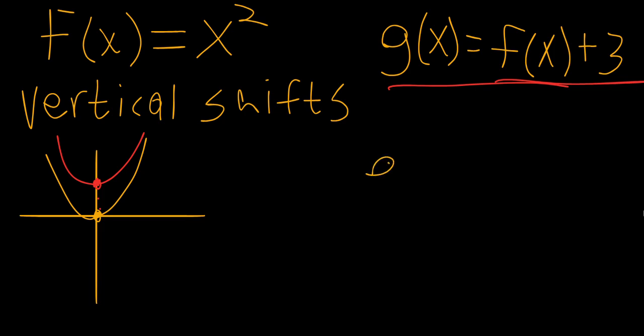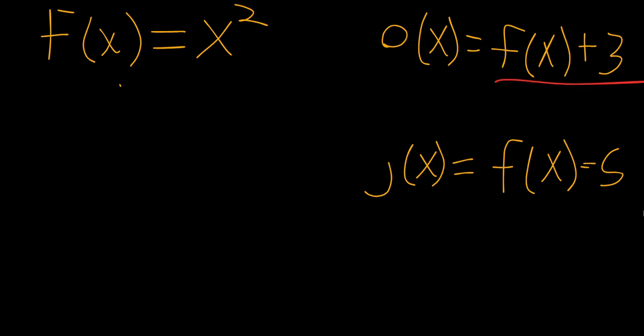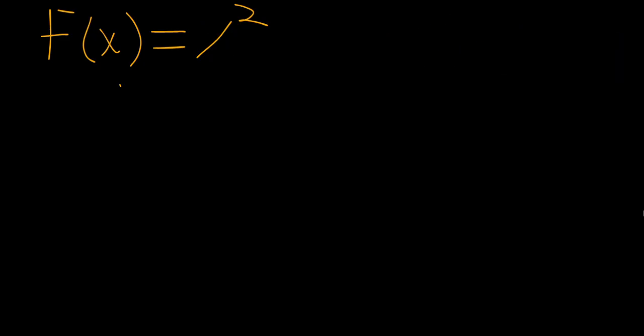Allow me to give you another example. G of x equals f of x minus 5. Now, when it's subtraction, you move down the y-axis. So you go 1, 2, 3, 4, 5. And you have the same parabola. Right, so those are vertical shifts. If it's outside the parentheses, it's a vertical shift. That is a rigid transformation, so the parabola stays the exact same.